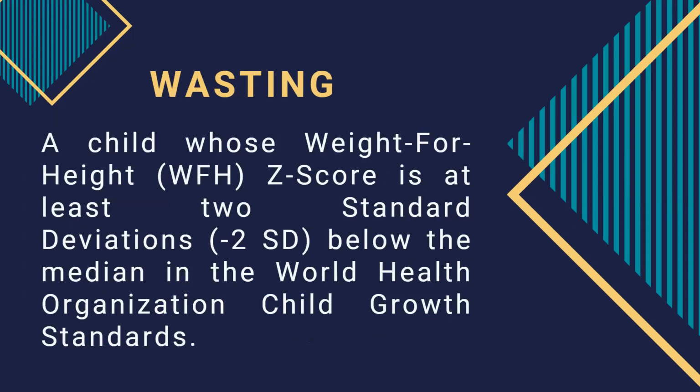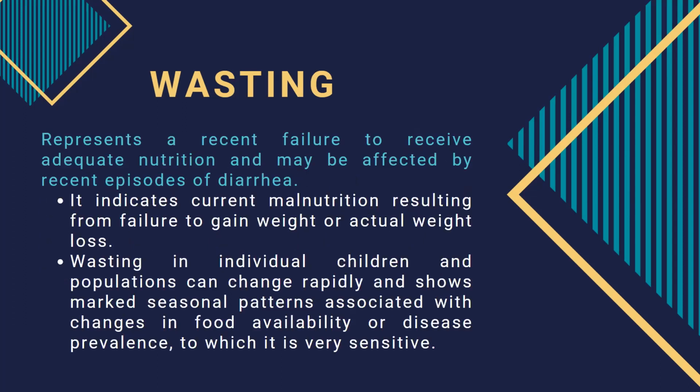Wasting is a child whose weight for height z-score is at least 2 standard deviations below the median in the World Health Organization child growth standards. Wasting represents a recent failure to receive adequate nutrition and may be affected by recent episodes of diarrhea. It indicates current malnutrition resulting from failure to gain weight or actual weight loss. Wasting in individual children and populations can change rapidly and shows marked seasonal patterns associated with changes in food availability or disease prevalence to which it is very sensitive.